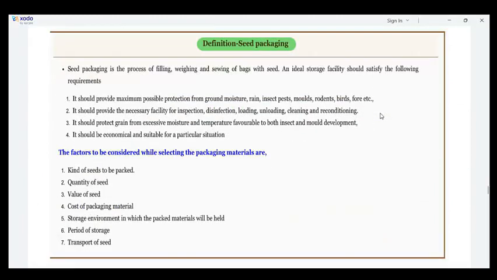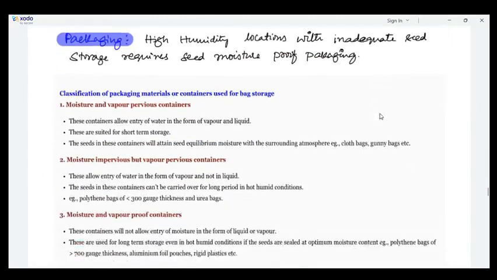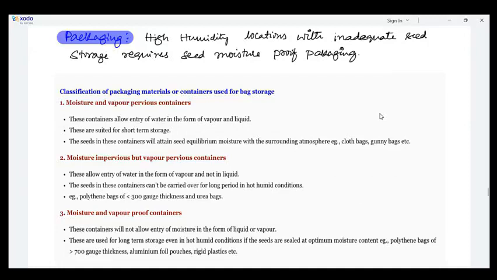Next, we have seed packaging. I told you there are three different classifications. The first is moisture and vapor pervious, which allows water in the form of both vapor and liquid. This packaging material is only used for short-term storage, and it includes gunny bags and cloth bags.